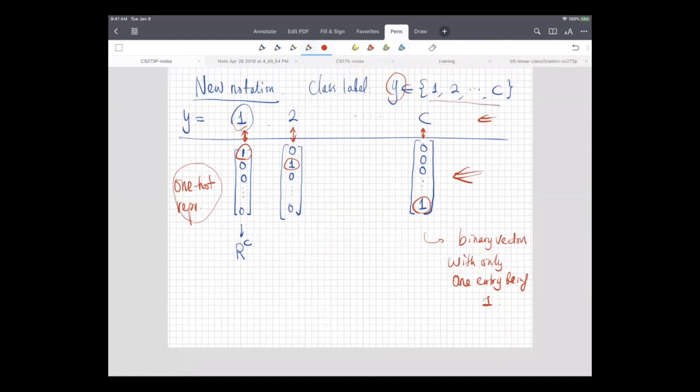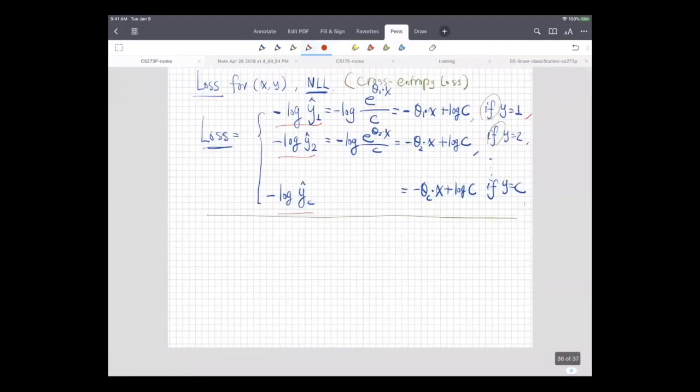If I do that, let's look back here. Suppose y now is a one-hot representation. Then in that case, I can write the loss to be simply equal to minus y dot log of y hat, the inner product between y and the log of y hat.